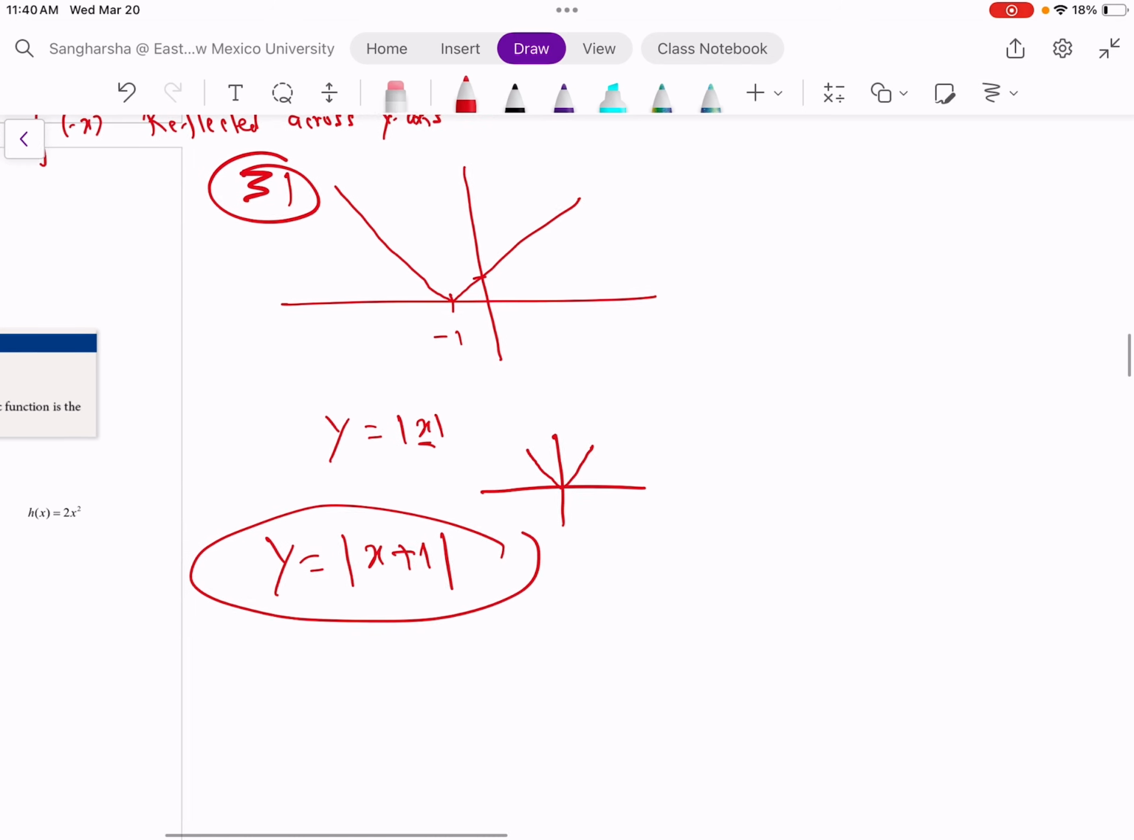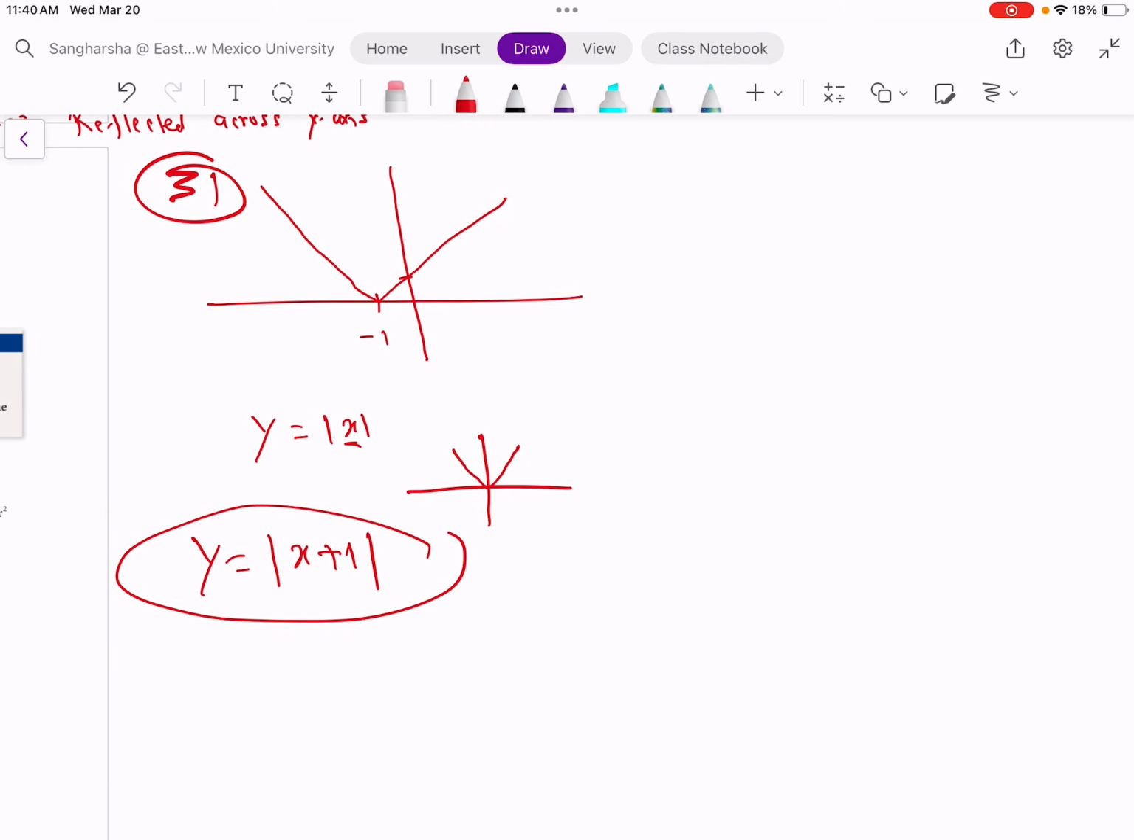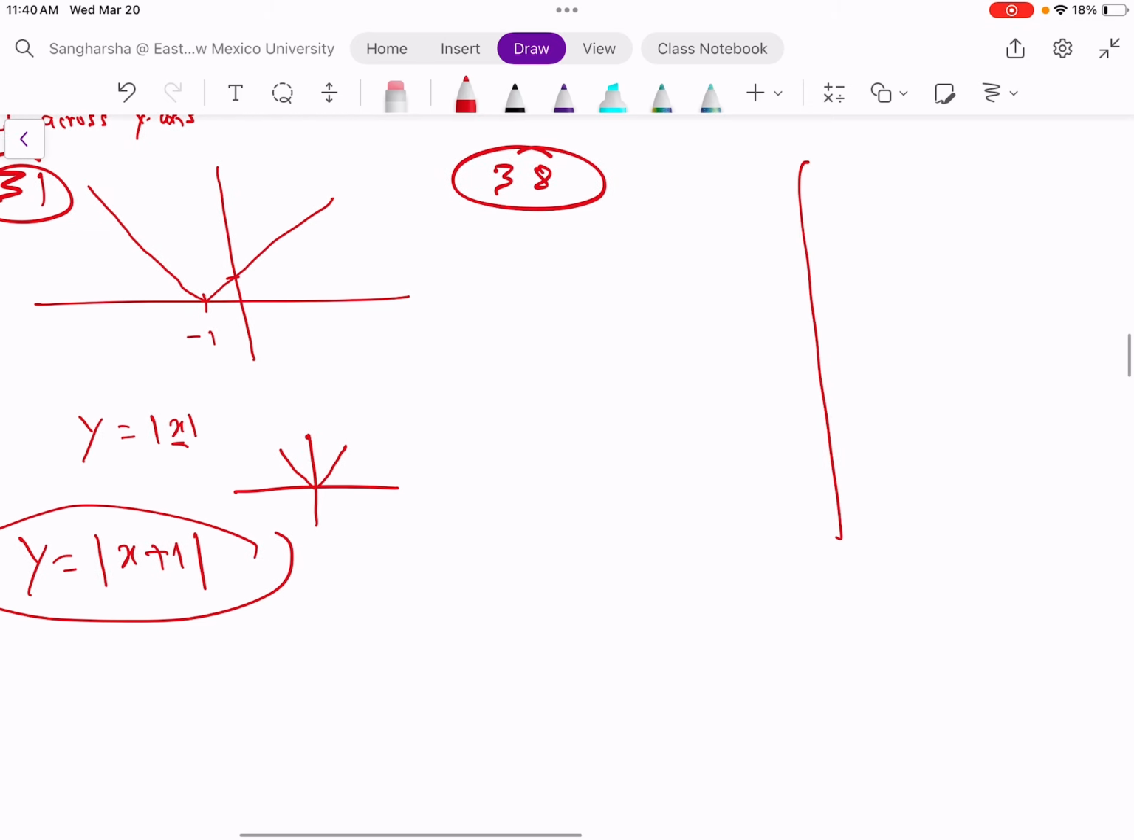Okay, let me do one more similar problem. Let me do number 38. 37 is your homework. So we have a graph here. This is -2, this is +1. This is the graph we have, and we want to write a function for this graph.